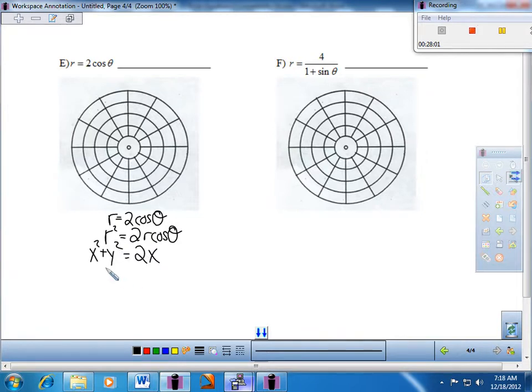If you stopped right here, it's not the end of the world. I mean, you've done your job, right? Isn't this all in x's and y's as opposed to r's and thetas? Yeah, sure. So it's a good answer. I'm going to encourage us to maybe go a little further here.